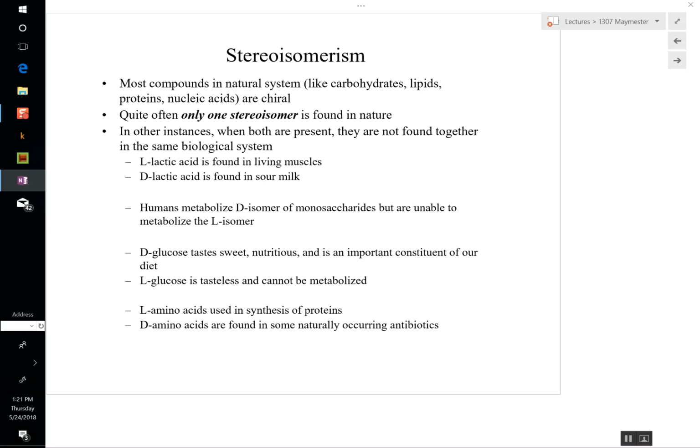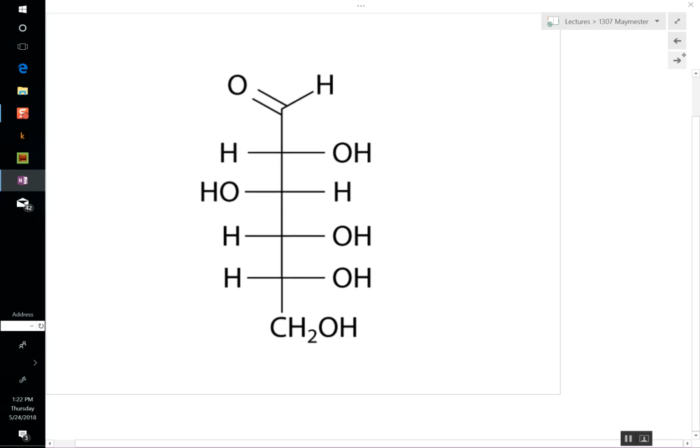But all right, so D-lactic acid is found in sour milk. But generally speaking, all of the saccharides are D. D-fructose, D-lactose, D-glyceraldehyde are the biologically active saccharides. All right, so here's your D-glucose. Right, left, right. That arrangement.